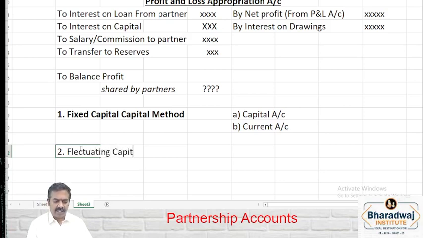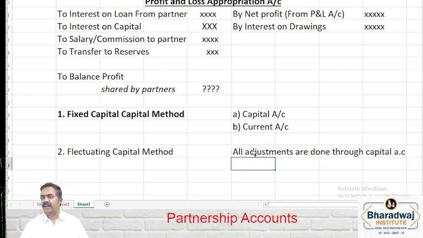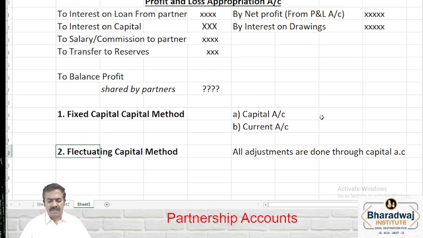The second is called the fluctuating capital method. Don't copy this yet, I'll give you time to copy. It is simple: all adjustments are done through the capital account itself. No need of maintaining a current account. Interest, drawings, salary, commission, everything will be recorded through the capital account itself. Very simple.